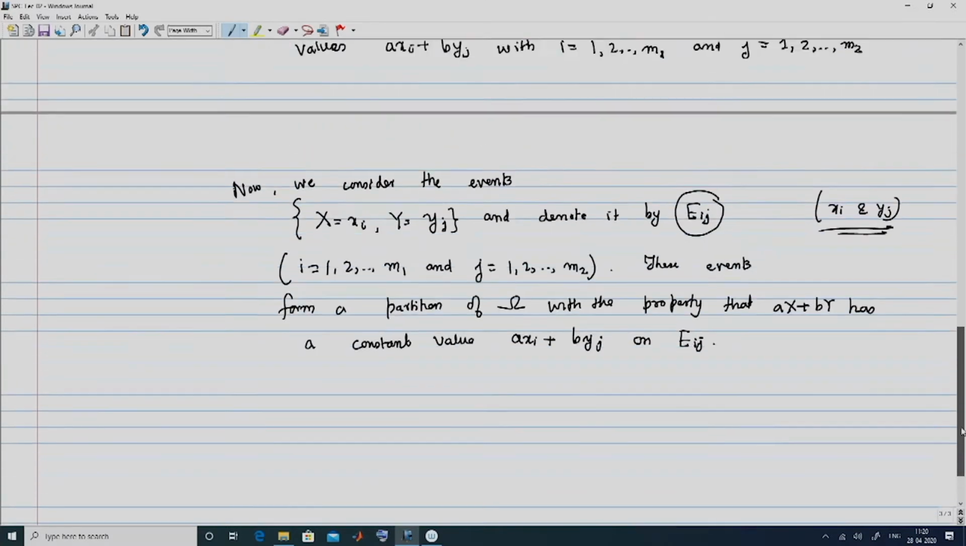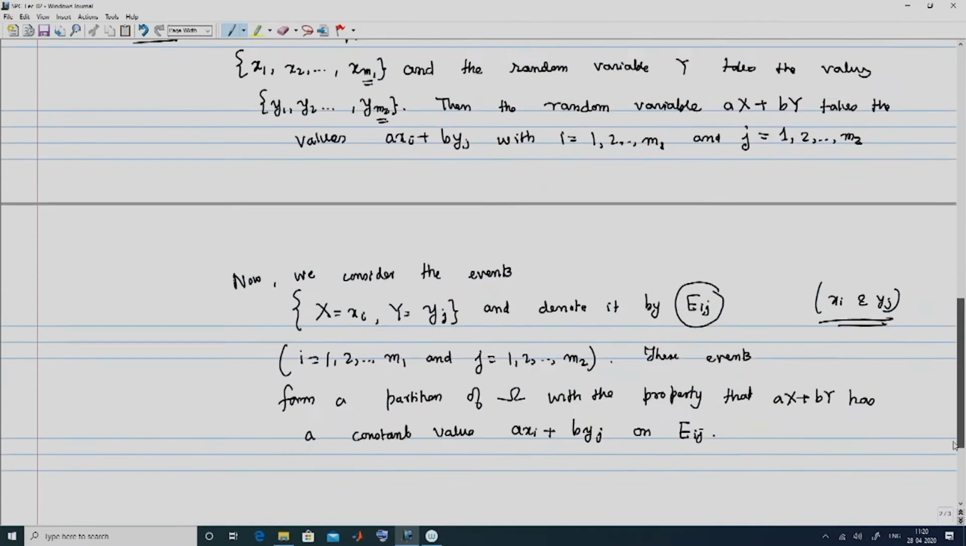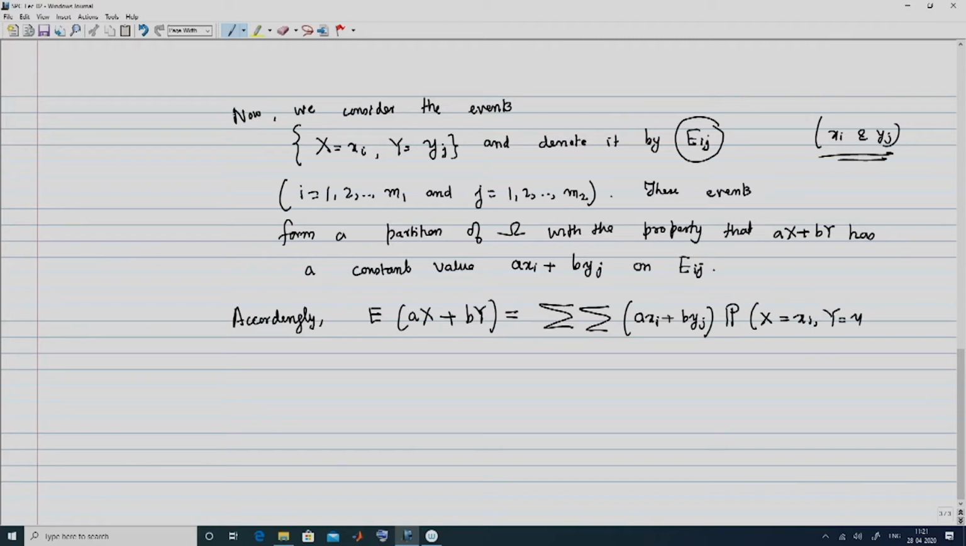So what we need to prove is this result, that E of aX plus bY equals a E[X] plus b E[Y]. We start with the left hand side. E of aX plus bY, by definition, is the sum of the values the random variable takes, a x_i plus b y_j, along with the corresponding probability, that X equals x_i and Y equals y_j.